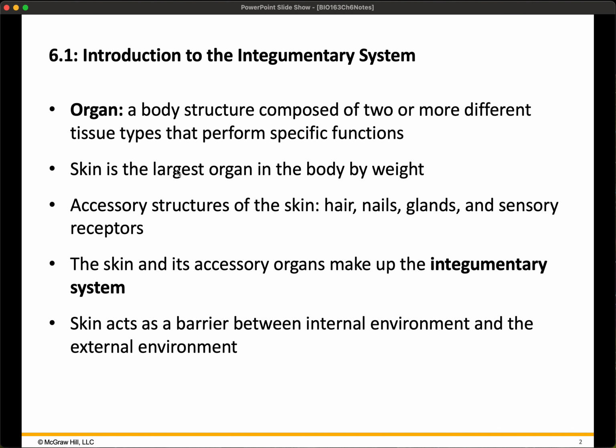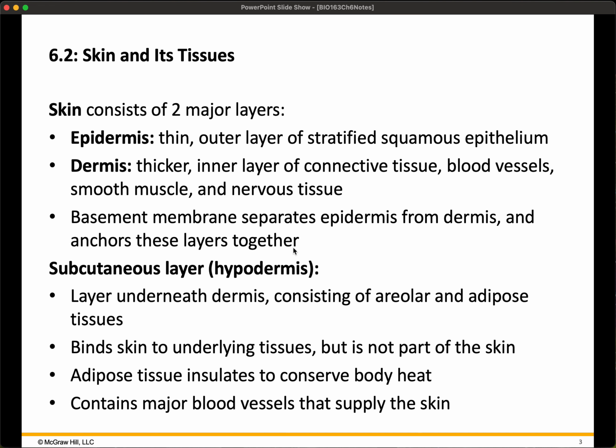So your skin is the largest organ in the body by weight. It has those accessory structures, and together they make up the integumentary system. Generally, the skin acts as a barrier between the internal and external environment, and we'll get into the specific functions later. So your skin has two major layers, the epidermis and the dermis, and you'll also hear talk about the subcutaneous or hypodermis layer. We separate this out from the skin. It's a layer that's underneath the primary skin organ, and we do include it because it's kind of this in-between space, and there's really not another good spot to put it when we're lecturing about the body.